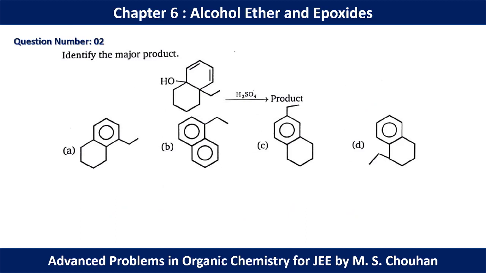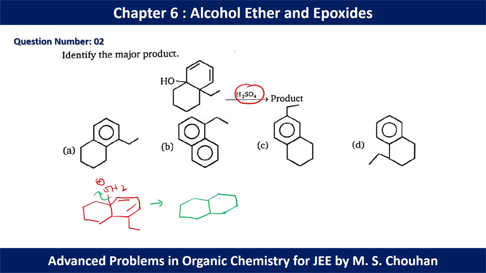In question number 2, again we have added H2SO4. So in this case, initially we will have alcohol, 2 pi bonds, 1 ethyl group, and this alcohol will be protonated by H2SO4. Now this water will be eliminated from the system and we will get this carbocation.